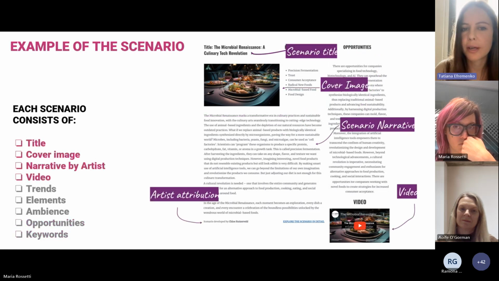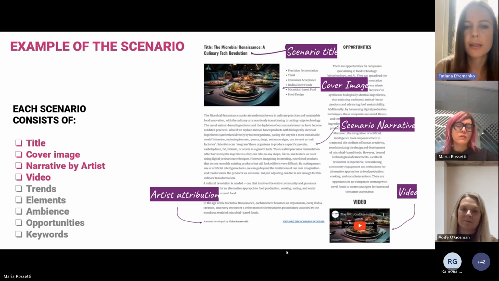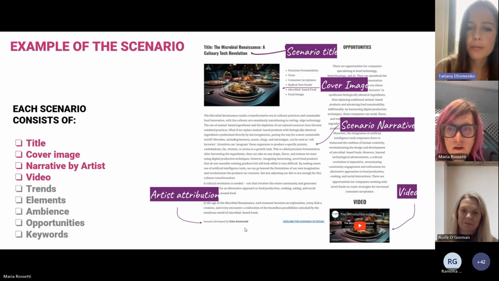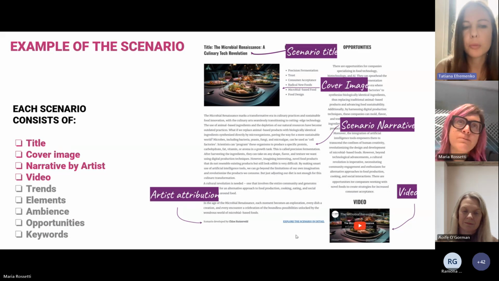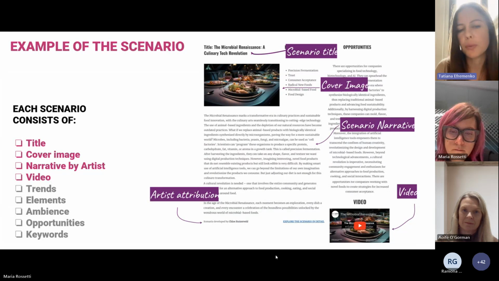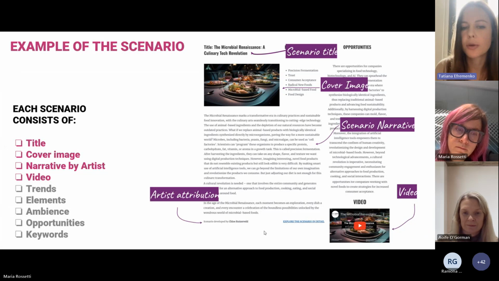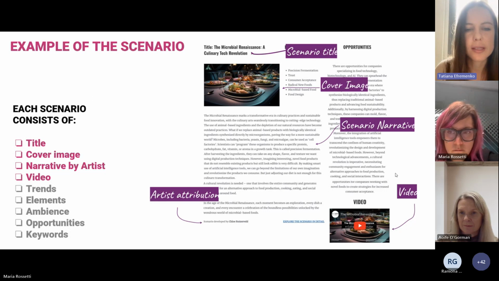And then, once you identify that there are scenarios, maybe not one, but maybe more, that are interesting for you, you can also go in detail and explore the way that the artist presented the scenarios. So here you can see, of course, the scenario title and the cover image, also the scenario narrative, which was developed by an artist, and by whom it was developed, and of course also the video, which is around 10 minutes, where the artist goes more in detail, explaining in their own words. And then if you click the link, you explore the scenario in more detail. Next slide.